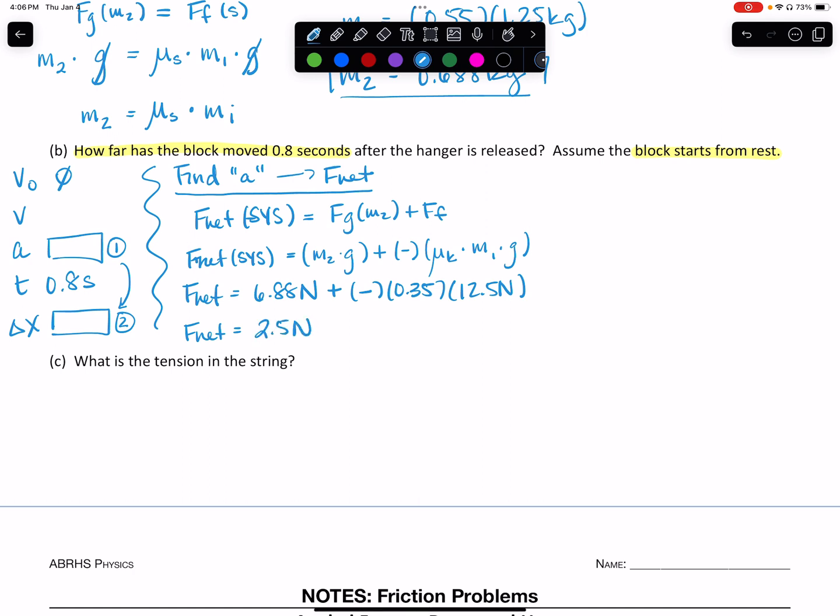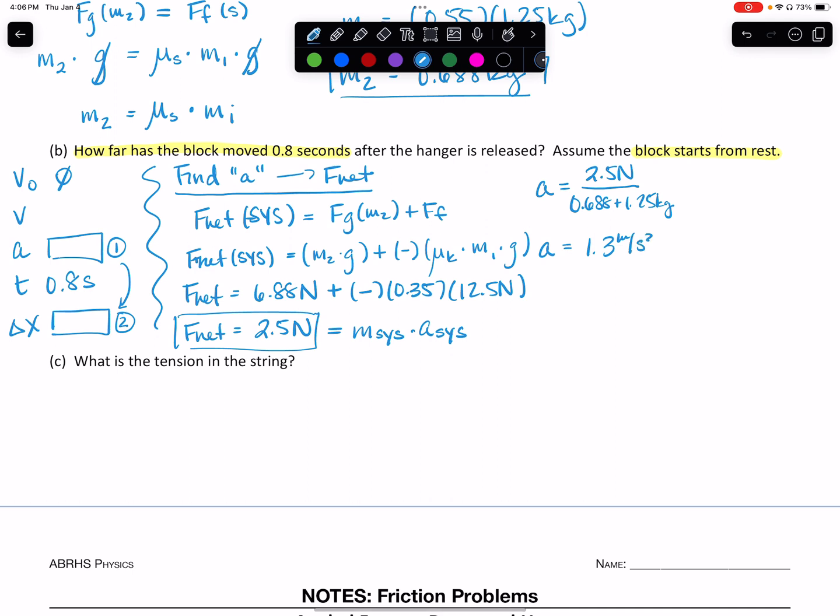All right, now that 2.5 newtons is also equal to the mass of the system and the acceleration of the system. All right, the mass of the system, remember, is just the sum of the masses. So the acceleration is going to be equal to 2.5 newtons divided by the mass of the system, which is 0.688 plus 1.25 kilograms. All right, and I find that the acceleration here is going to be equal to around 1.3 meters per second squared.